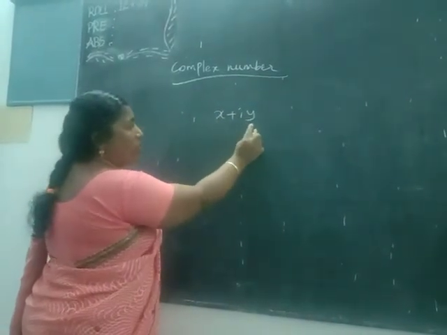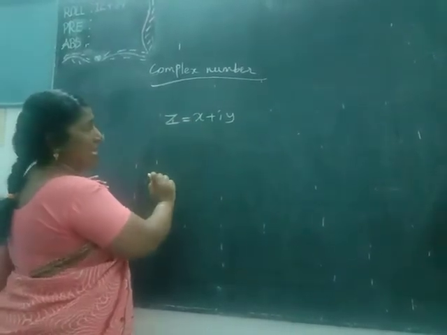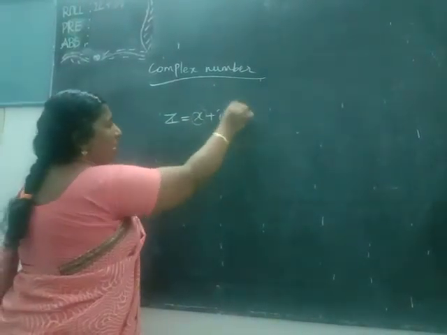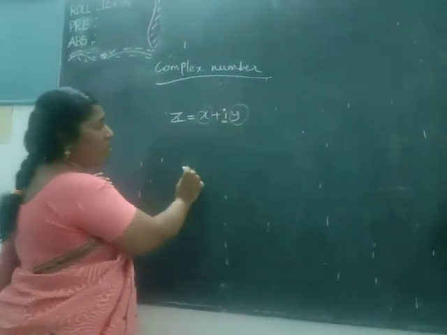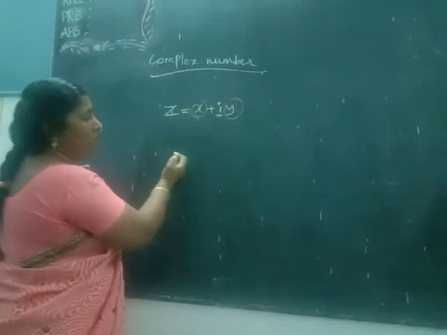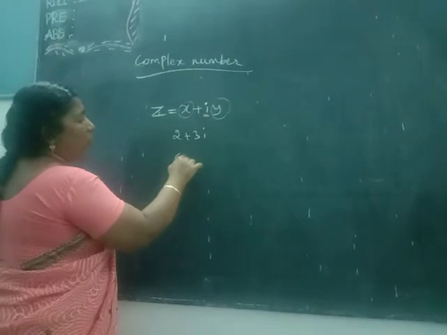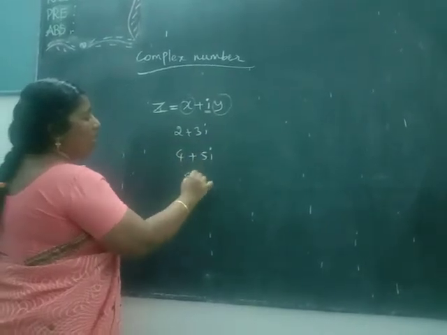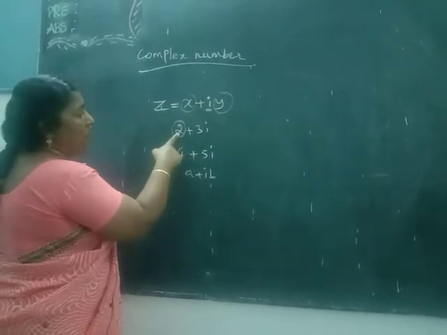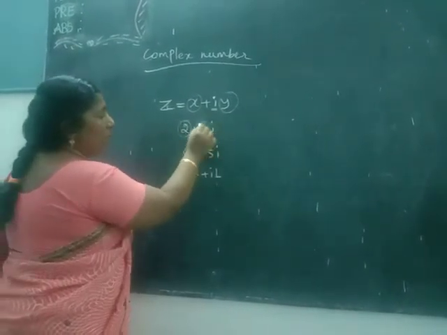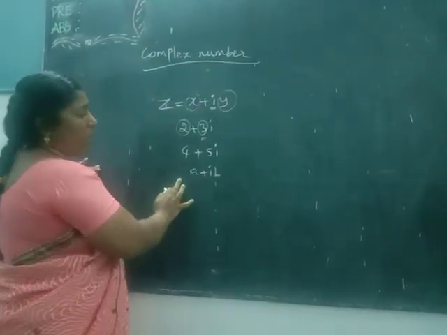This is the general form of a complex number. This complex number is denoted by z, where x and y are real numbers. This i is the imaginary unit. Now, can you give some examples of complex numbers? 2 plus 3i, 4 plus 5i, or generally a plus ib. So for 2 plus 3i, the real part of z is 2. The imaginary part is 3. So this is the general form of a complex number.